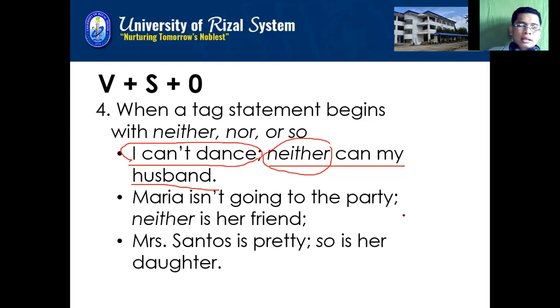Next, in our second example, Maria isn't going to the party. Neither is her friend. The same explanation applies as with the first one. Again, Maria isn't going to the party follows the SLVC pattern. It's an LVC because isn't going is "is not going": SLV. Maria is not going to the party. Neither is her husband or friend. The same is true with the third example.